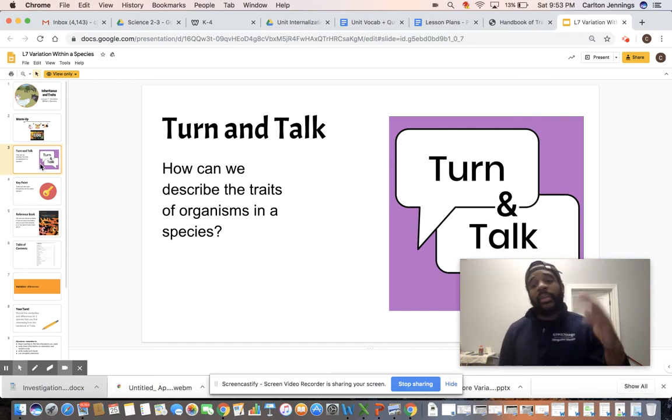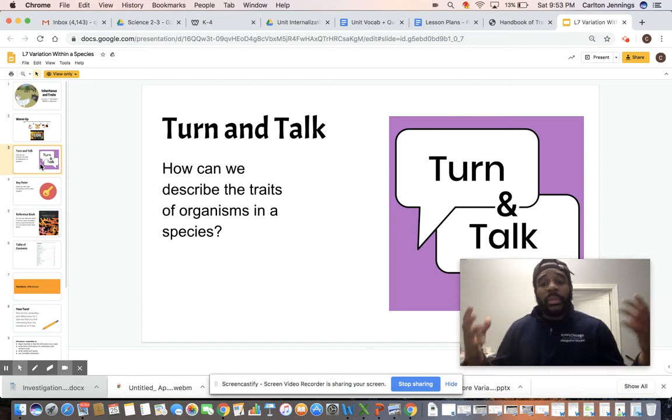So if you need more time, like I said, put it on pause. If not, I'll say how we can describe different traits. We describe these different traits by looking at them, by observing them. We can see the different traits that organisms have in a species. We can also notice the type of behaviors that they have.